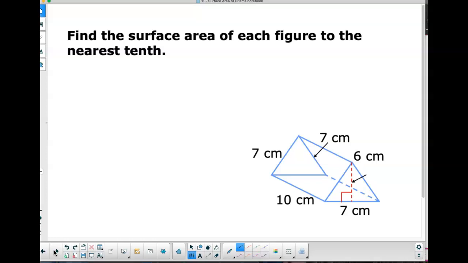This one's a triangular prism again. So we have to do triangles times 2. We have to do rectangle 1, rectangle 2, and rectangle 3. So if it helps you, grab a color and outline the triangle.